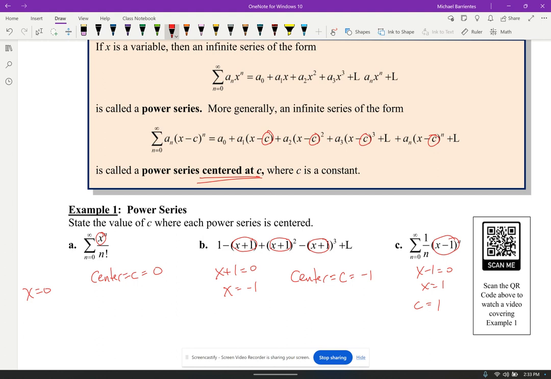So in example 1, we just wanted to find the center. That's how you can find the center. We'll come back in the second video and we'll do some radius and intervals of convergence.